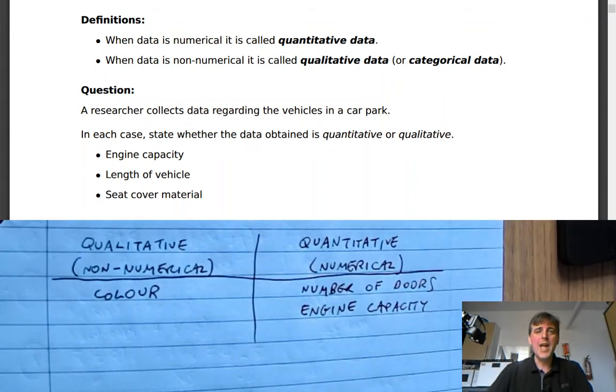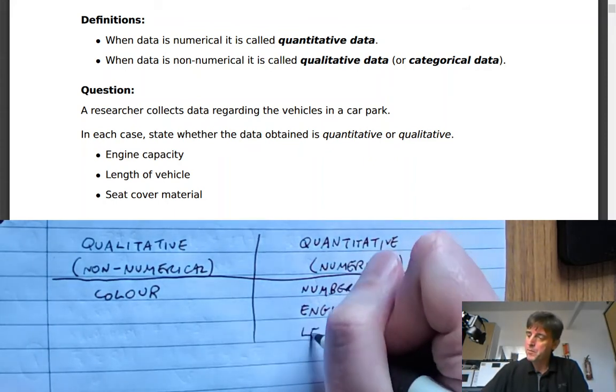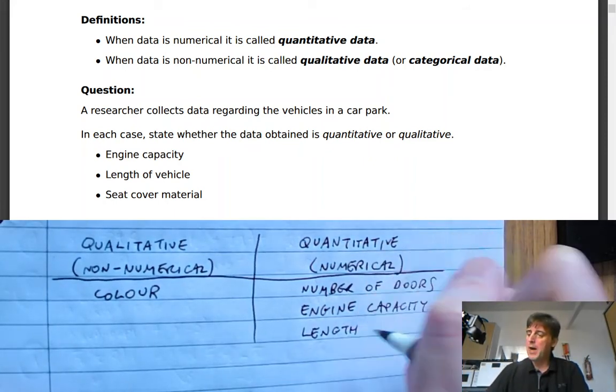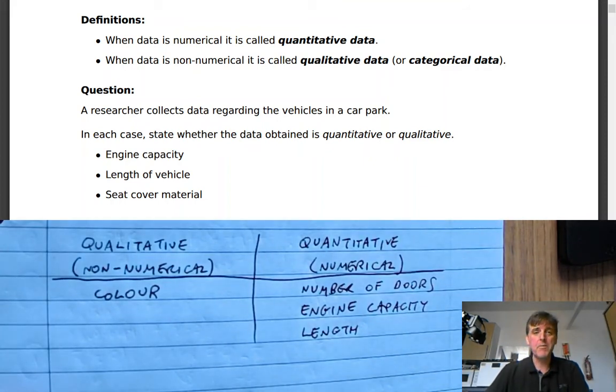Okay. Length of the vehicle, how long is it? Well, we measure how many meters long or how many centimeters long. Again, we're going to get a number. We're going to get that length here. So the length of the vehicle is numerical and quantitative in that case.